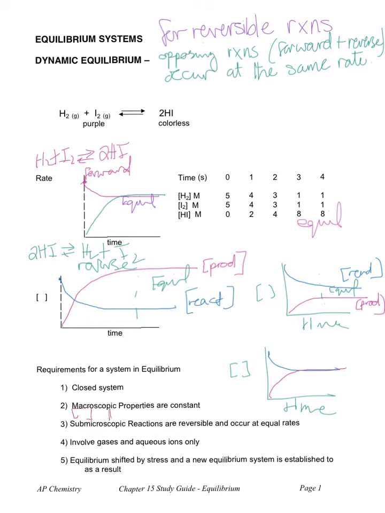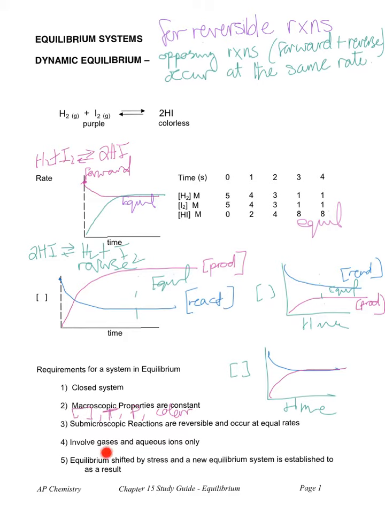Or temperature, or pressure, or color. These are macroscopic properties. Those are going to be constant at equilibrium. Number 3, submicroscopic reactions are reversible and occur at equal rates. So the submicroscopic reactions, what's actually happening on a molecular level, is changing. You have a forward reaction, you have a reverse reaction. Those occur at equal rates. They're happening at the same rate.